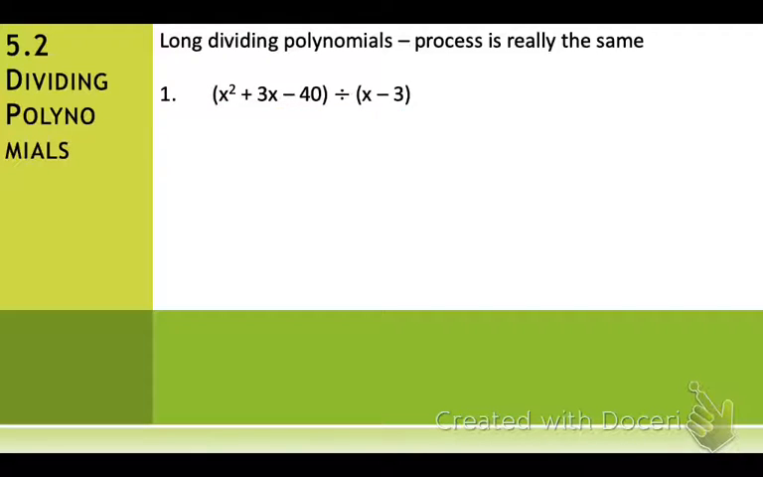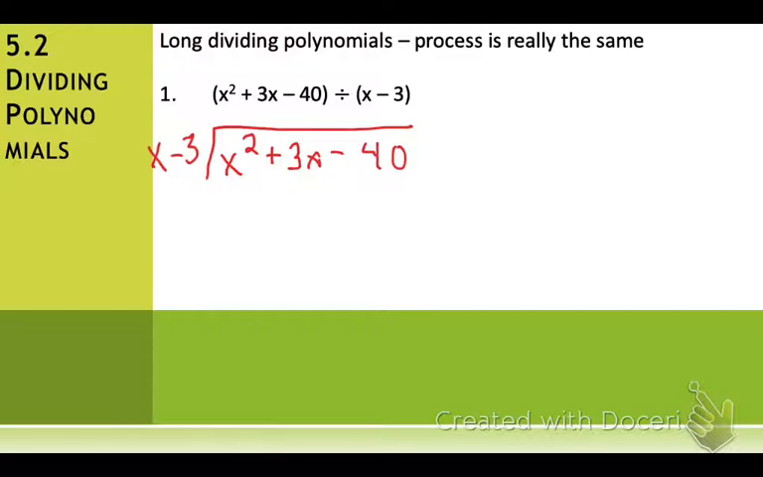So first I'm just going to write it: x squared plus 3x minus 40, and we're dividing that by x minus 3. Okay, so first, it's a little different here. We're actually just going to look at the first term here, the x. And how many times does the x divide into x squared? An easy way to think about that is, x times what gives you x squared?